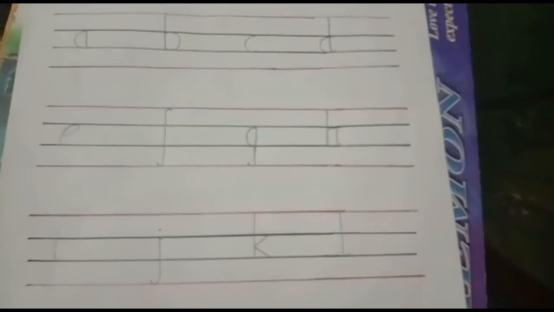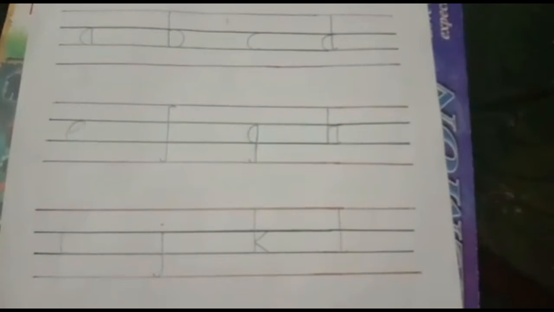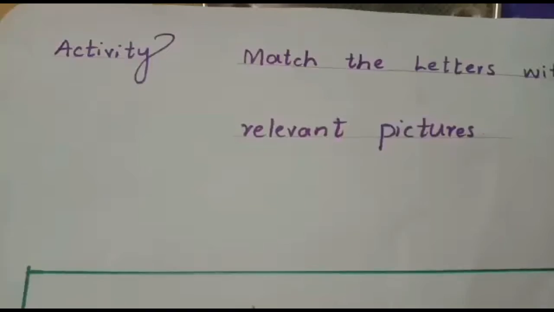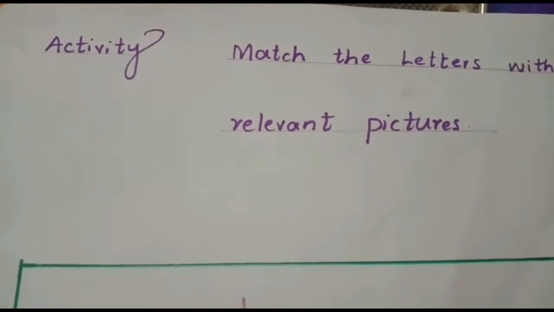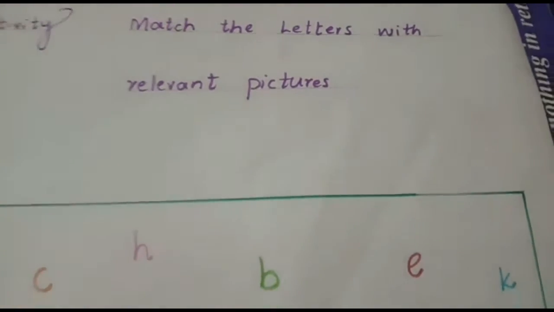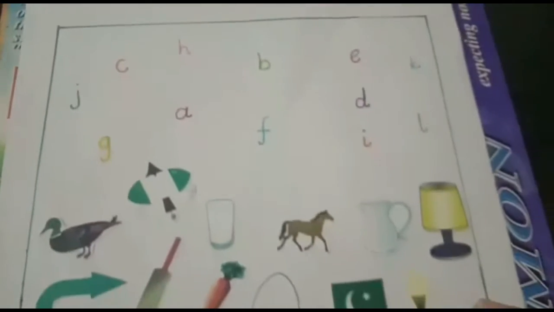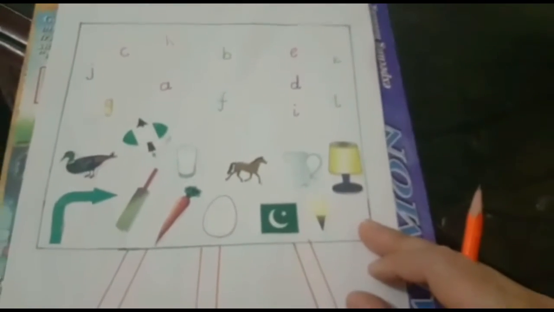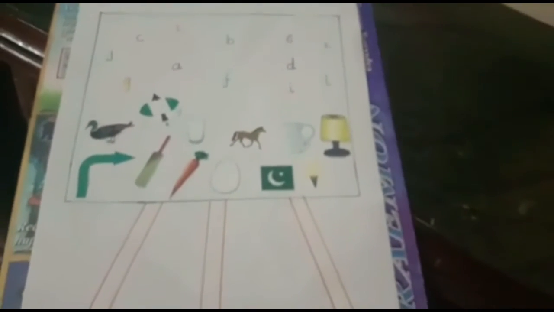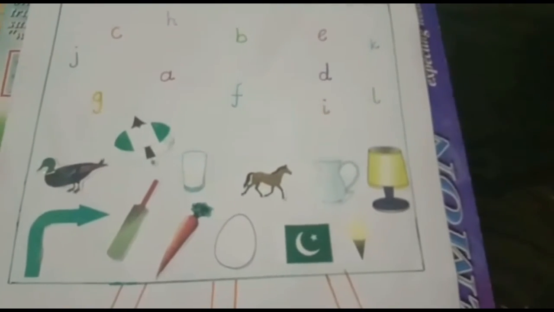Okay, we have written 12 letters of the alphabet on these line patterns. Now get ready for the next step. We will do an activity, matching the letters with relevant pictures. For this, here you can see a board. I hope you can see it easily. This is a board, okay?